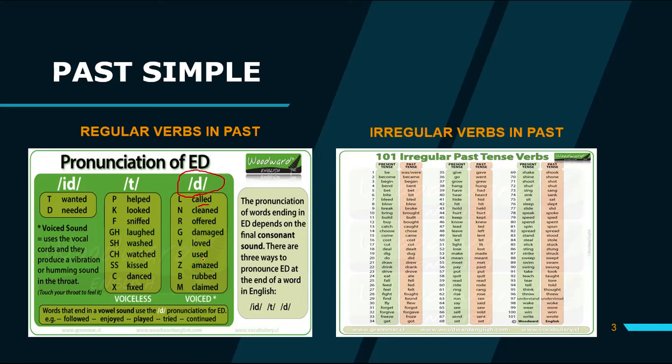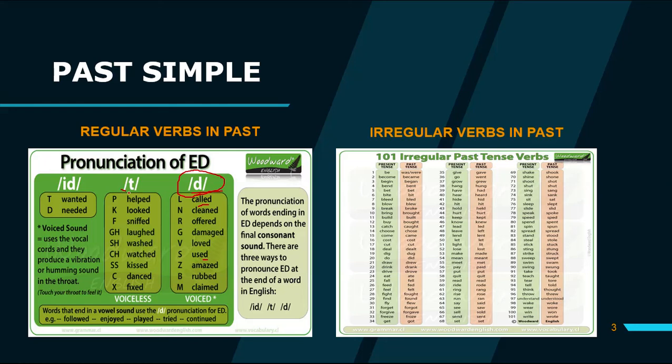Use, pronounce the -ed like a d. Remember, like a d. For instance, use in present, used in past. Amaze, amazed. Rob, robbed. Claim, claimed. Okay? The d is a soft sound, it's not very strong.